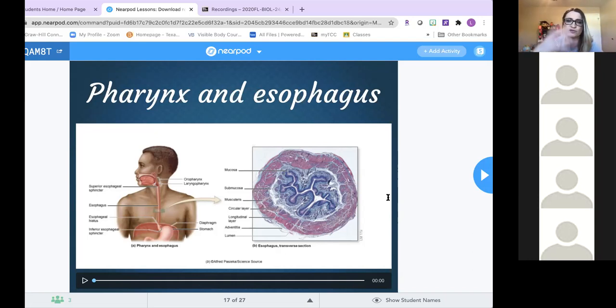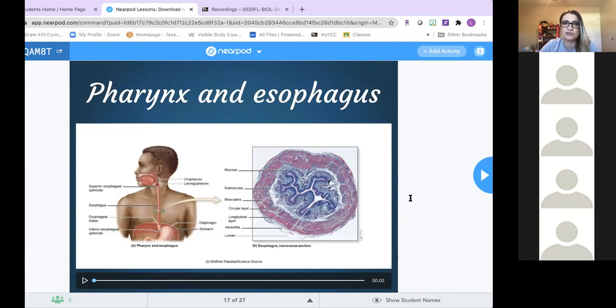So this epithelium needs to be able to withstand those abrasions from the food as it passes through. The pharynx passes food into the esophagus, and this is a muscular tube that connects the pharynx to the stomach.